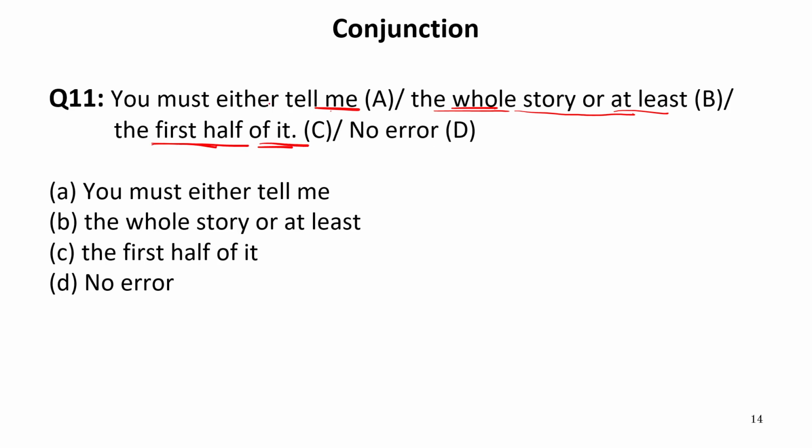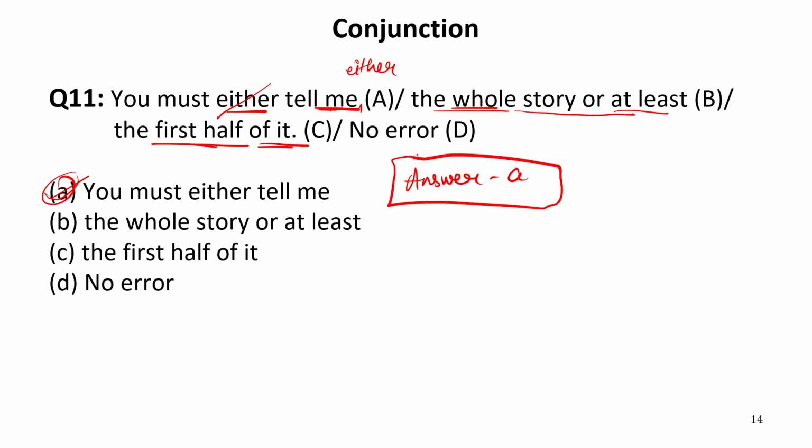But we have used either before tell me. Now tell me is not an option. You have to tell me anyhow, at any cost. Options that are given are the whole story or at least the first half of it. So the position of this either is incorrect. It should be after tell me. So the correct sentence will be, you must tell me either the whole story or at least the first half of it. Therefore, the error is in part A. So our answer is A. So this makes the sentence correct. Now the error is in part A.